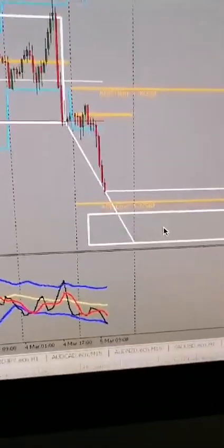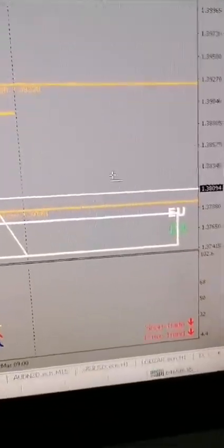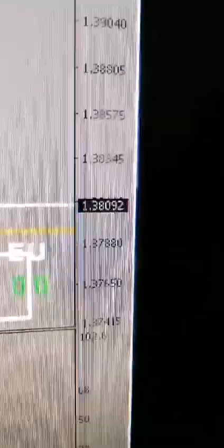So like I said before, I look at whole numbers, right? So the next whole number that I'm looking at here will be the 1.3800 level, right? Let me just mark it out. We're actually close to the level. Right now, GBP/USD is trading at 1.3809, so we're basically 9 pips away from a whole number, right?